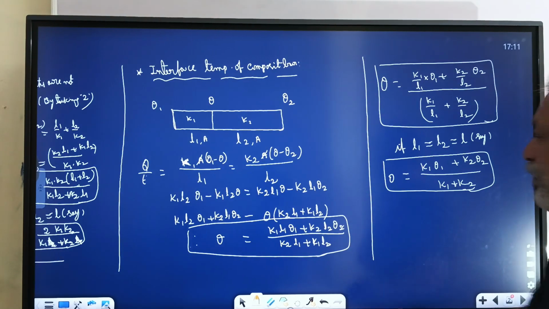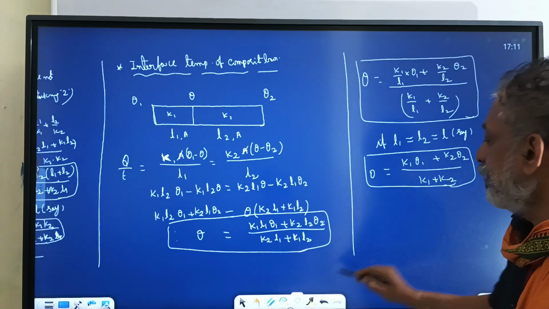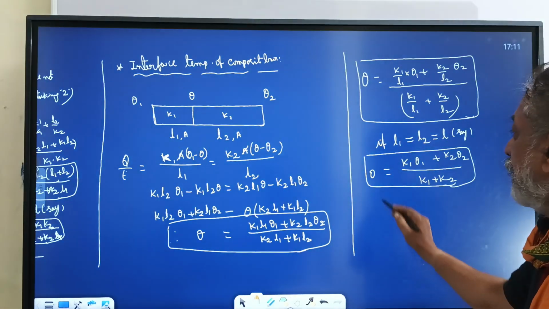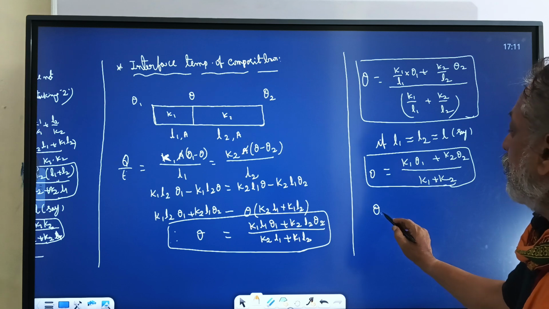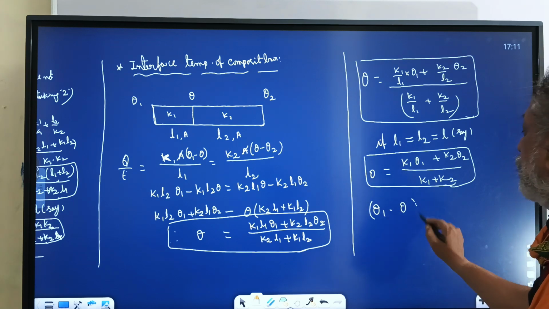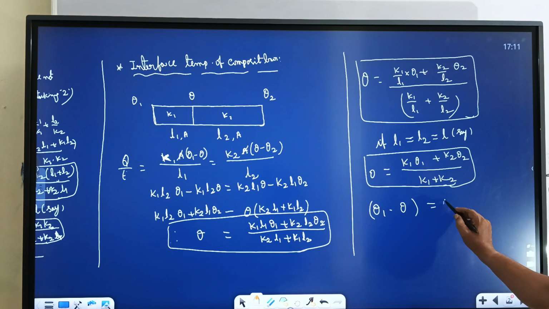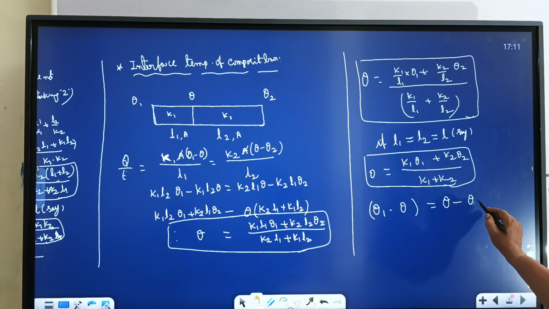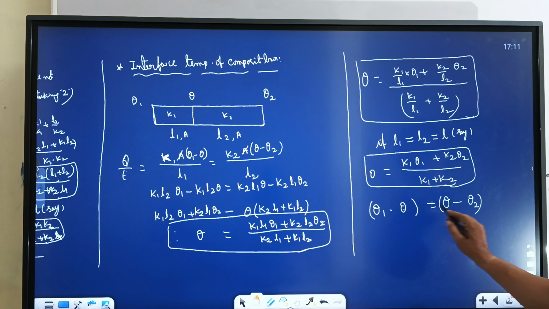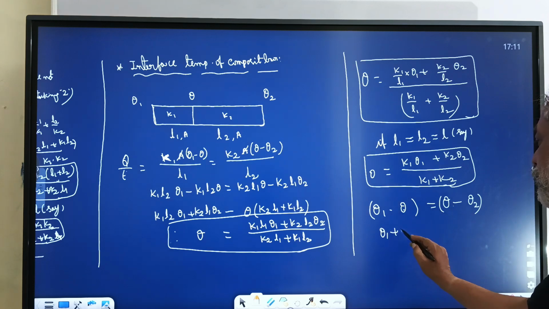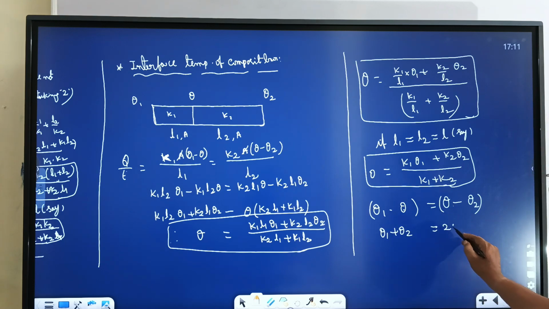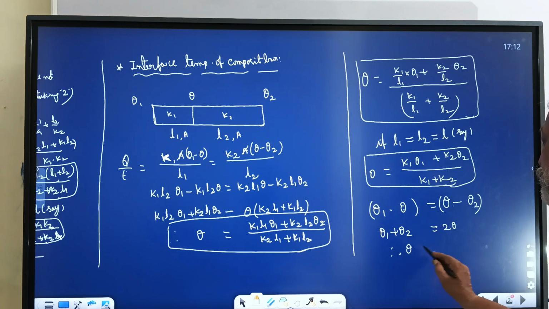The same thing, another method is there. If I want to find theta, then what to do? Another method: theta 1 minus theta is equal to theta minus theta 2, when the thermal conductors are the same. Then you take this to this side, that is theta 1 plus theta 2 is equal to 2 theta. Therefore theta is equal to theta 1 plus theta 2 divided by 2.